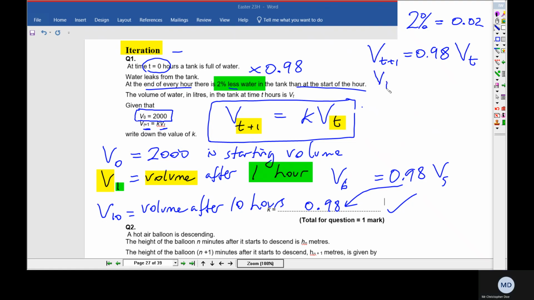V1, what does V1 mean, Javi? V with a 1 next to it. After an hour. Good, but I don't know what that is yet because I've got to do 0.98 times V0. So V0 is in the question, as Julia told us. So to get the volume after 1 hour, you would need to do 0.98 multiplied by the volume that you start with, which it says in the question is 2000. So on your calculator, what is 0.98 times 2000? That will be V1.